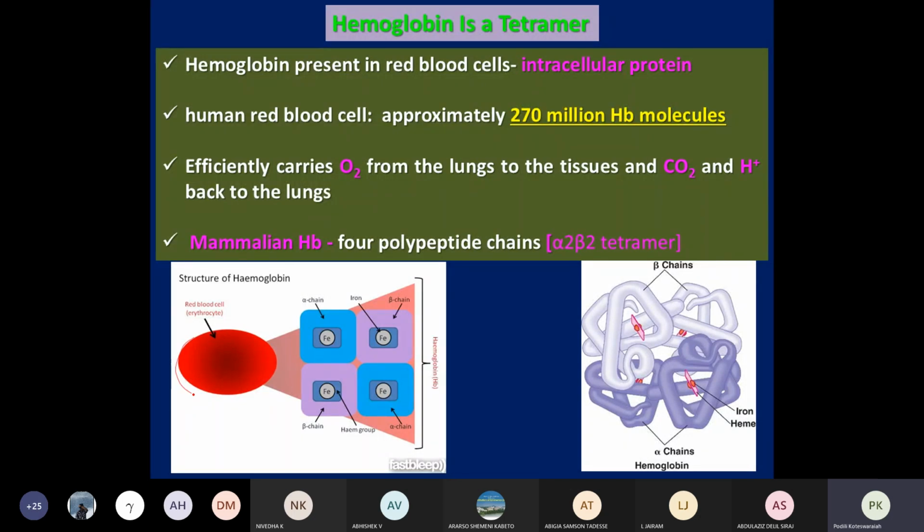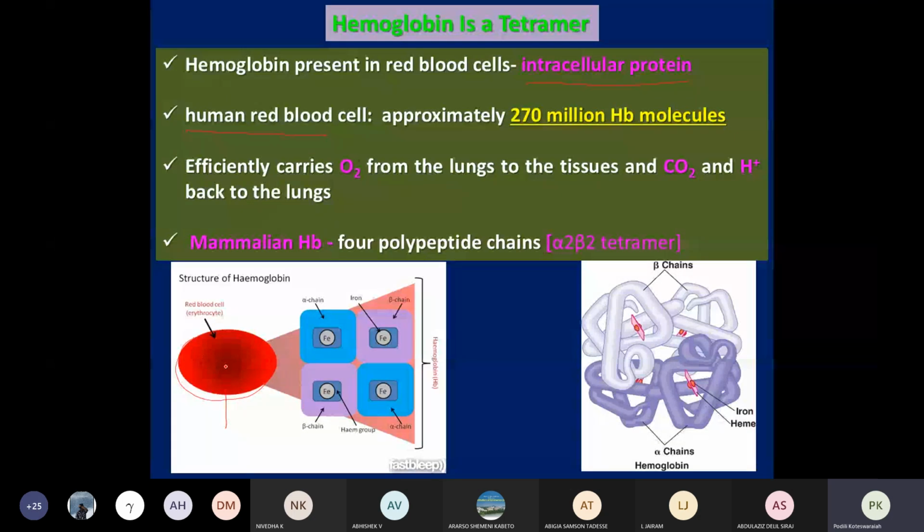You can see here, this is the red blood cell, and the hemoglobin is present inside the red blood cell. That's why it is an intracellular protein. That means it is present inside the red blood cell. So it is an intracellular protein or a cytoplasmic protein. And each red blood cell has many hemoglobin molecules. You can see here roughly 270 million hemoglobin molecules present in each red blood cell.